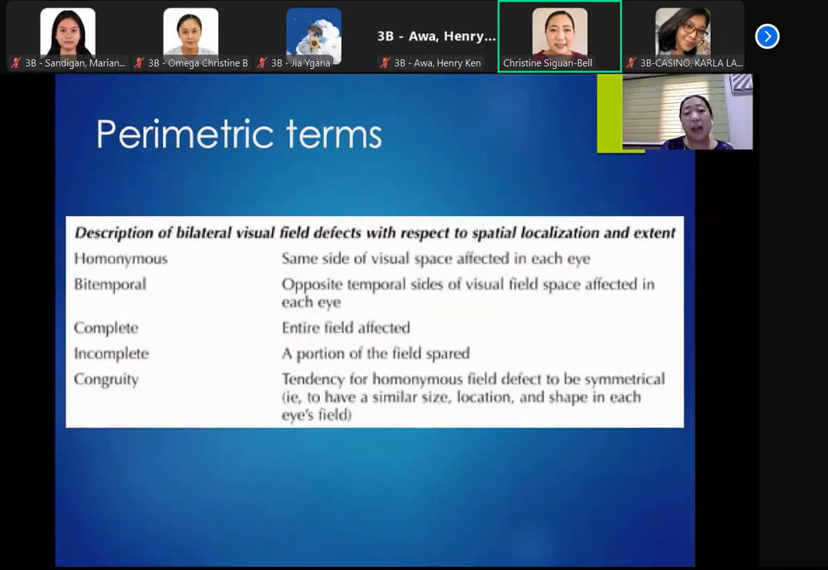These are descriptions of bilateral visual field defects with respect to spatial localization and extent. When we say homonymous, it means the same side of the visual space is affected. Bitemporal means opposite temporal sides of the visual field space are affected. Complete means the complete field is affected. Incomplete means a portion of the field is spared. And congruous means there is a tendency for the homonymous field defect to be symmetrical.